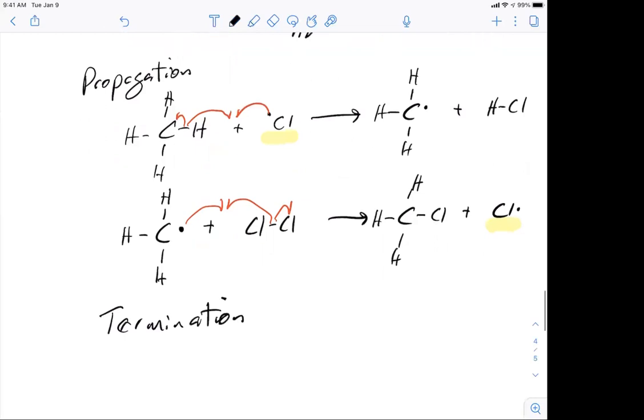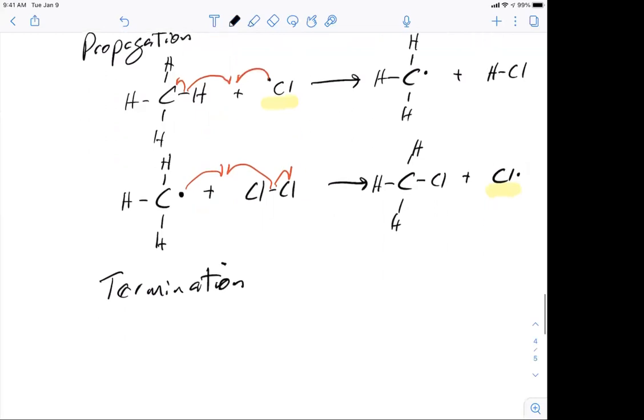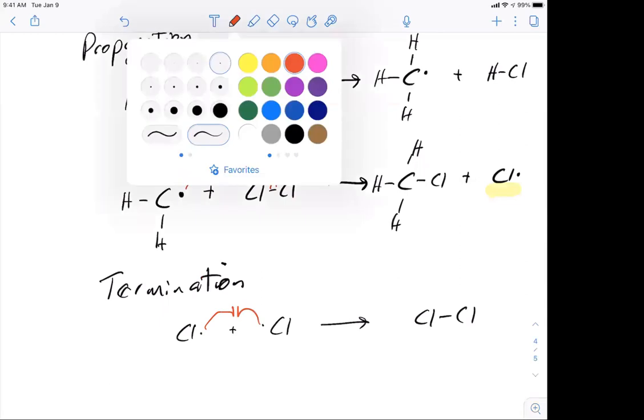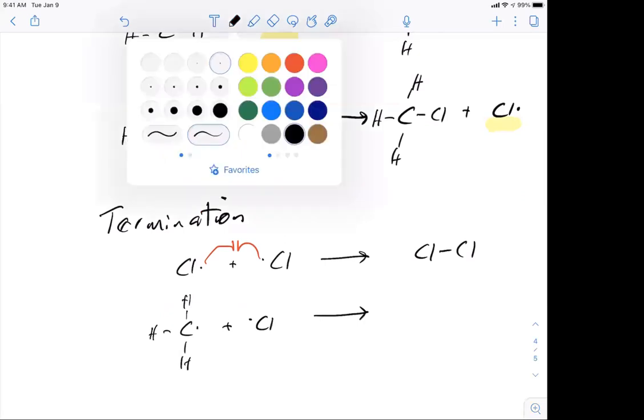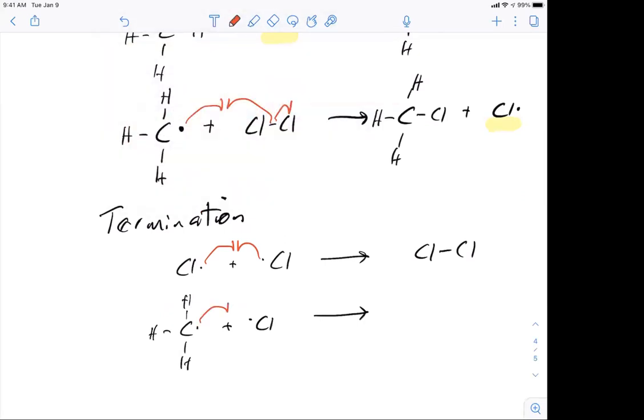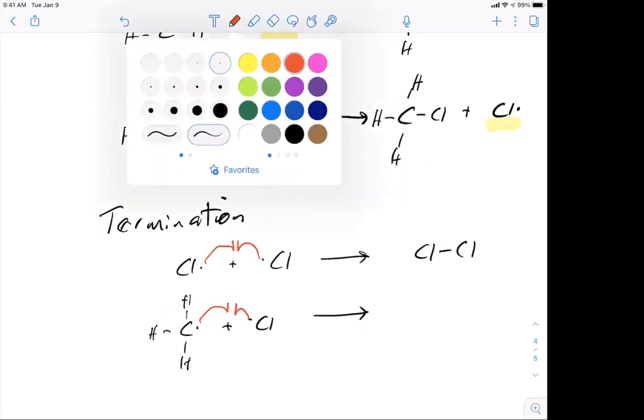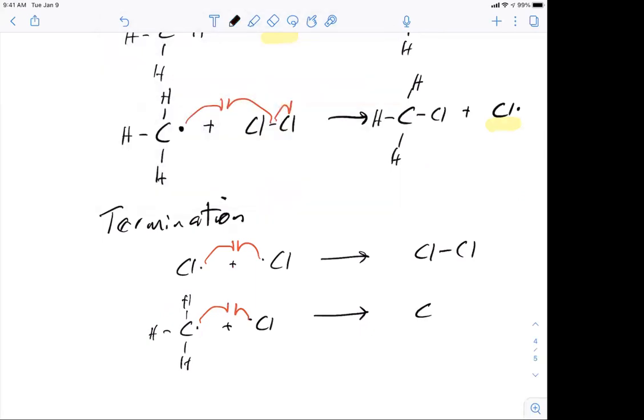It's most often okay to just show one termination, but I'm going to go ahead and show most of the possible terminations I can think of here. We could have had the two chlorines react as soon as they had popped apart. So once we got homolytic cleavage, what if those had reacted together? Then that would have been a termination. We could also have had the carbon radical reacting with the chlorine radical, so instead of abstracting a halogen, just reacting directly with a halogen.